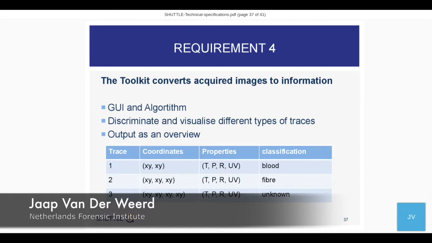Number 1 is classified as blood. Number 2 is classified as a fiber. There's also number 3, which is here unknown. That's the very important bit that will be specified.